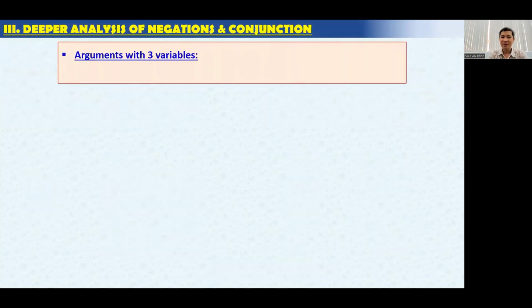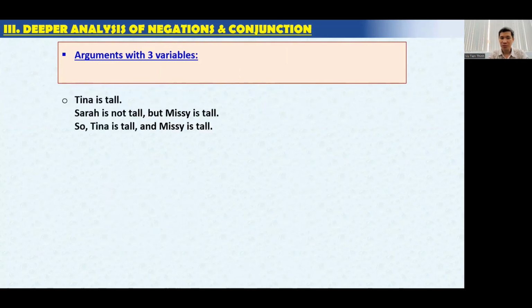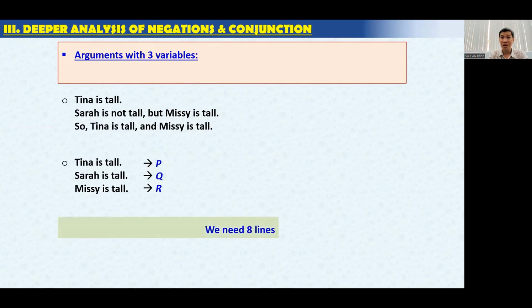We also focused on arguments with three variables. Remember? It's like Tina is tone, Sarah is not tone, but Missy is tone. So Tina is tone and Missy is tone. Then we have three statements. Tina is tone, that's P. Sarah is tone, that's Q. And I say R to Missy is tone. Then we have here P, Q, and R.